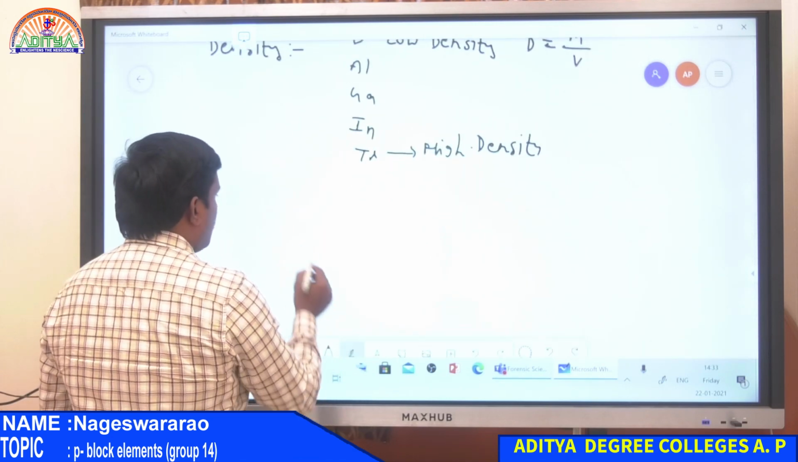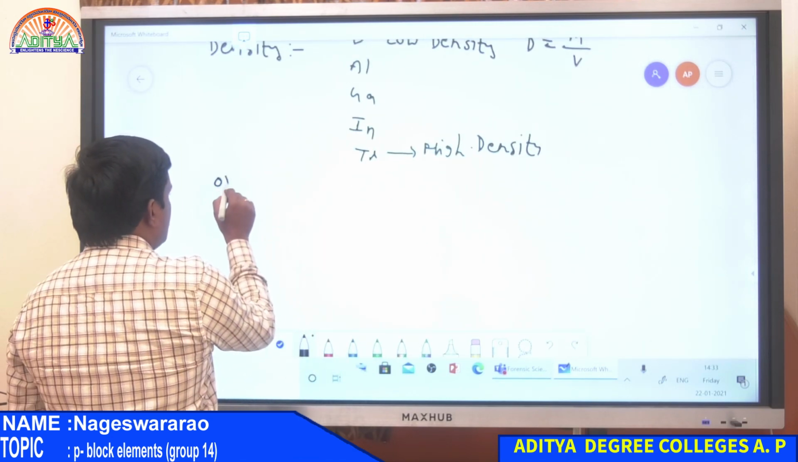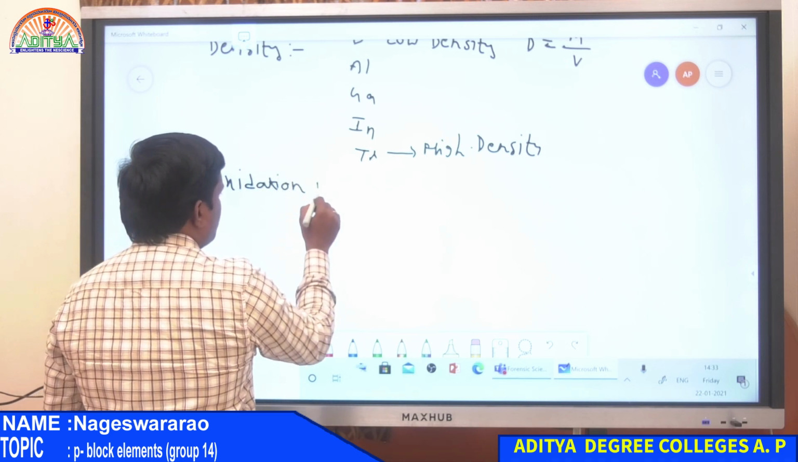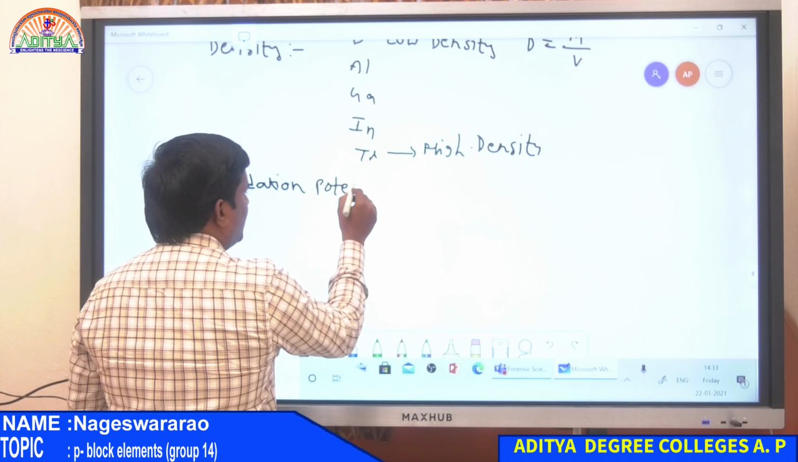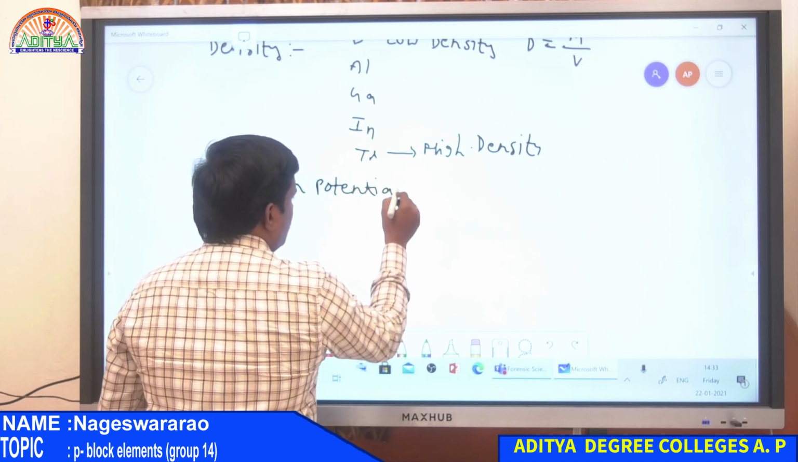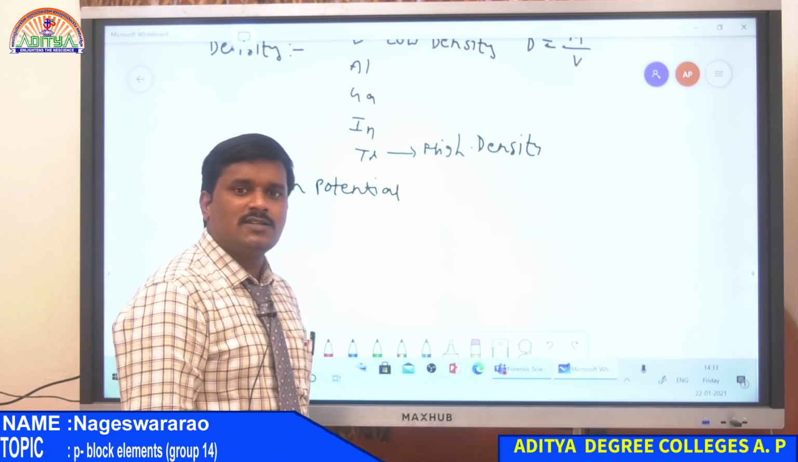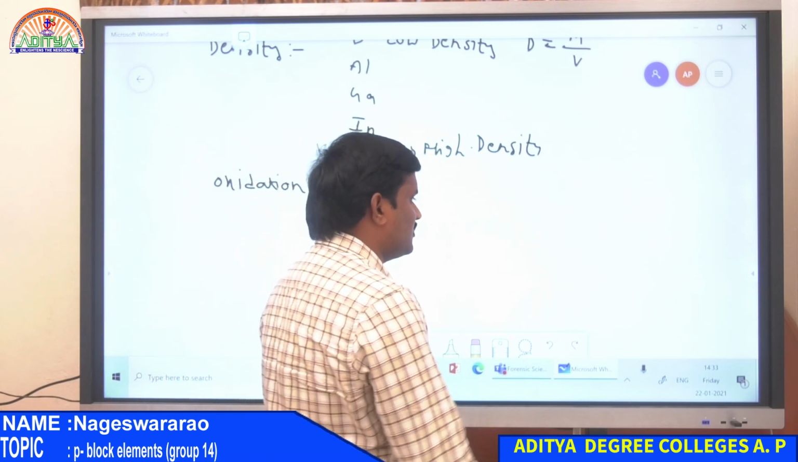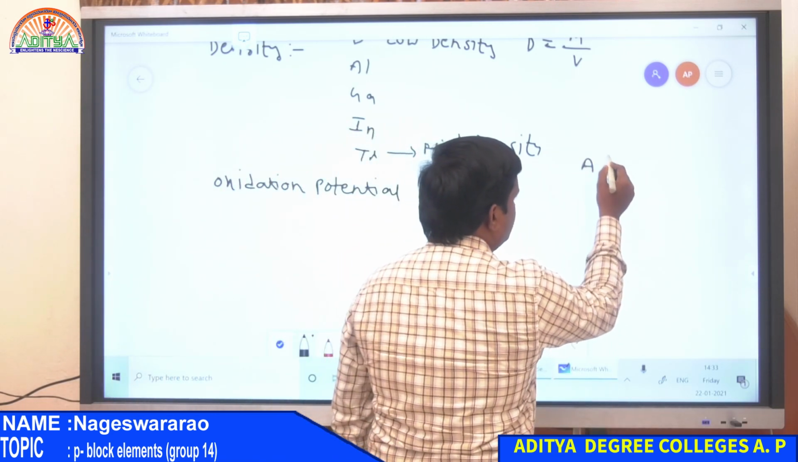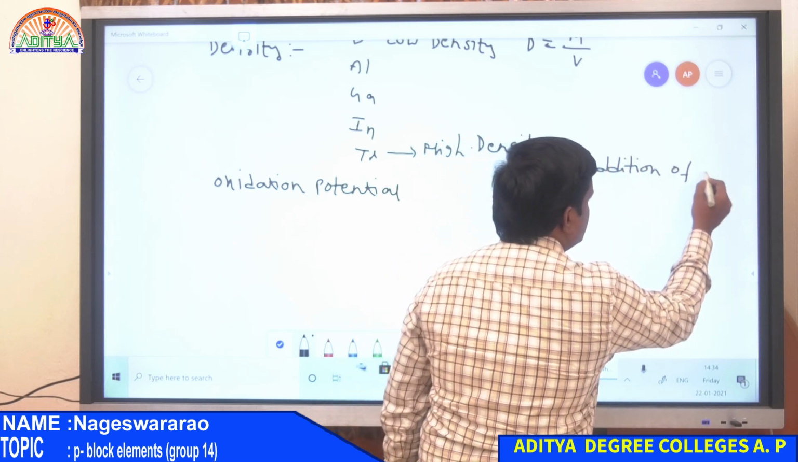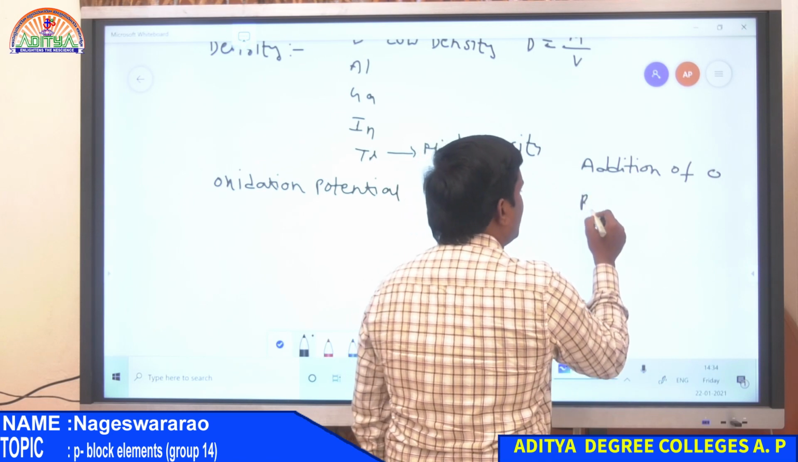The next property is oxidation potential. What is the meaning of oxidation potential? Potential is nothing but the tendency of an element to undergo oxidation. So what is oxidation? Oxidation is nothing but addition of oxygen or removal of electron.